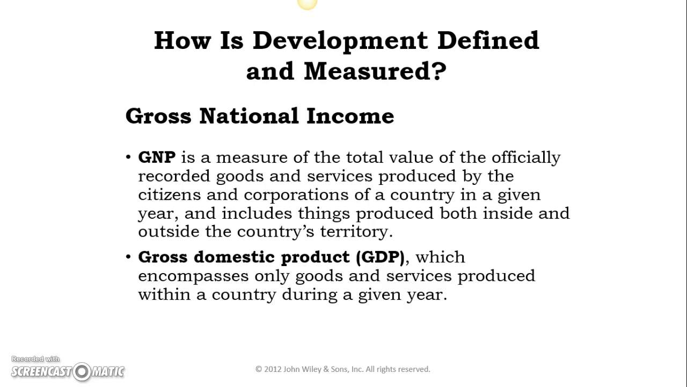Okay, gross national income we can break down in a few different ways, and we'll talk about an actual definition of gross national income in a minute. But first we can look at GNP, the gross national product, okay? That's just a measure of the total value of the officially recorded goods and services produced by the citizens and corporations of a country in a given year, okay? And it includes things made both inside and outside the country's territory.